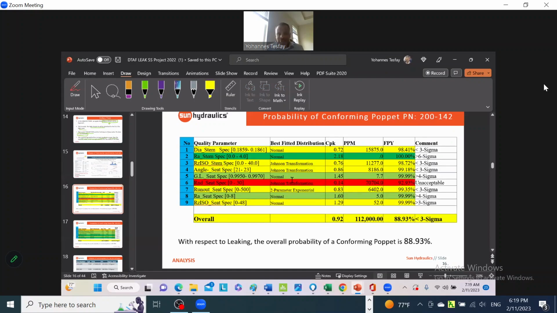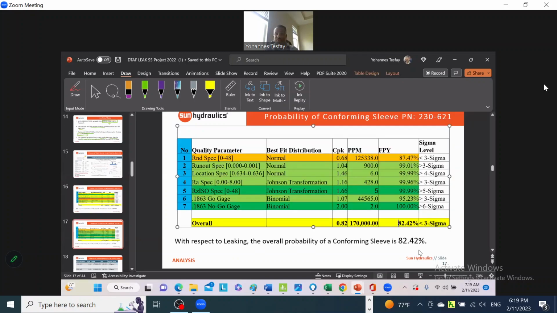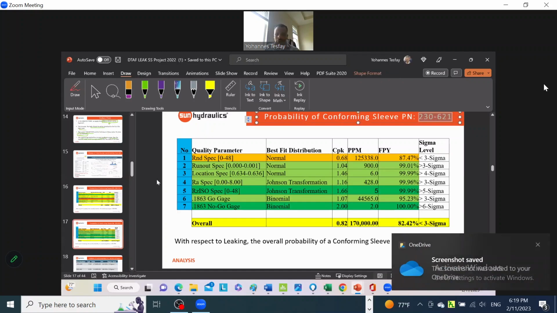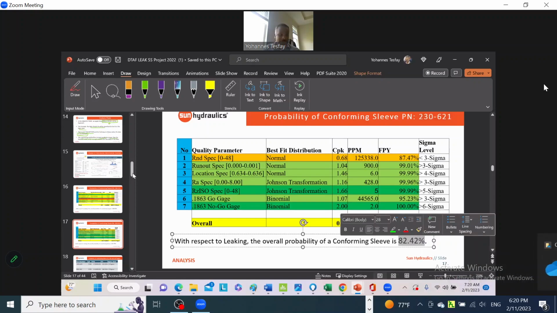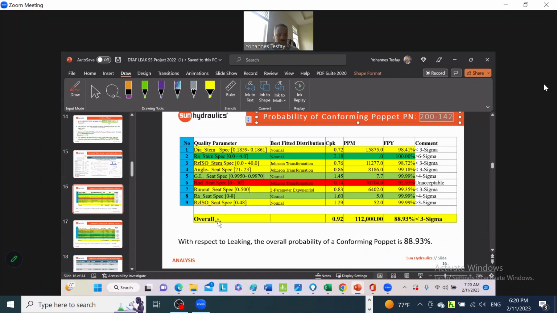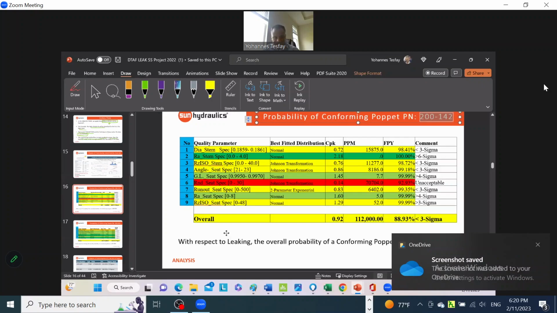So when we do the calculation on the poppet, this is the probability of getting good poppets with respect to leaking. Okay, no, this is the sleeve. This is the probability. And all these are for the poppets, or the piston. When I say piston, I'll show you. This is a poppet, this part here, and this is the piston.